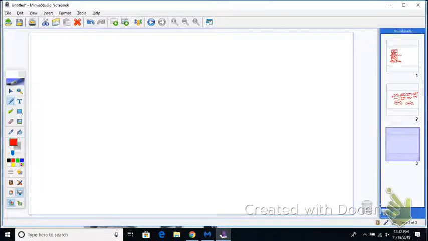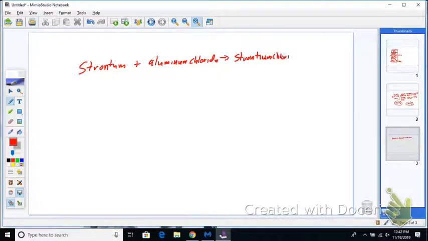So the first one we're doing is strontium metal. It's going to react with aluminum chloride, and you're going to get strontium chloride plus aluminum.